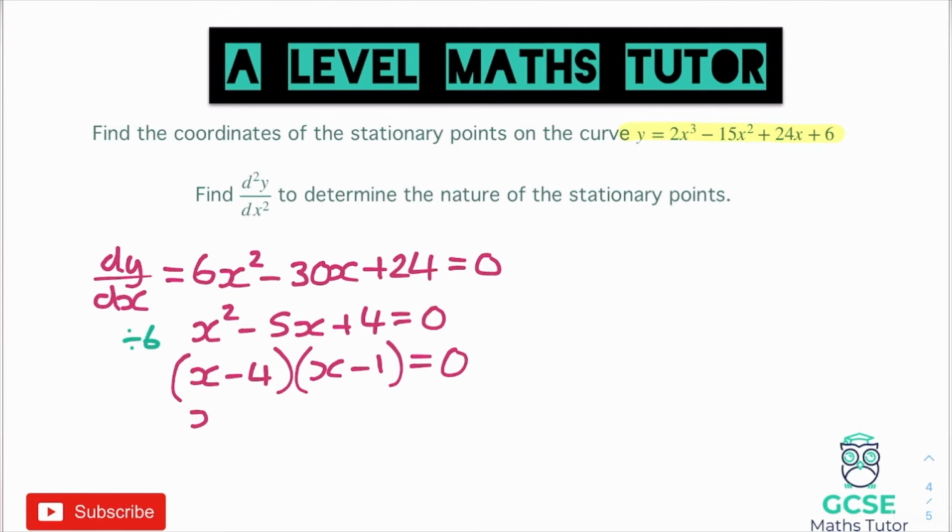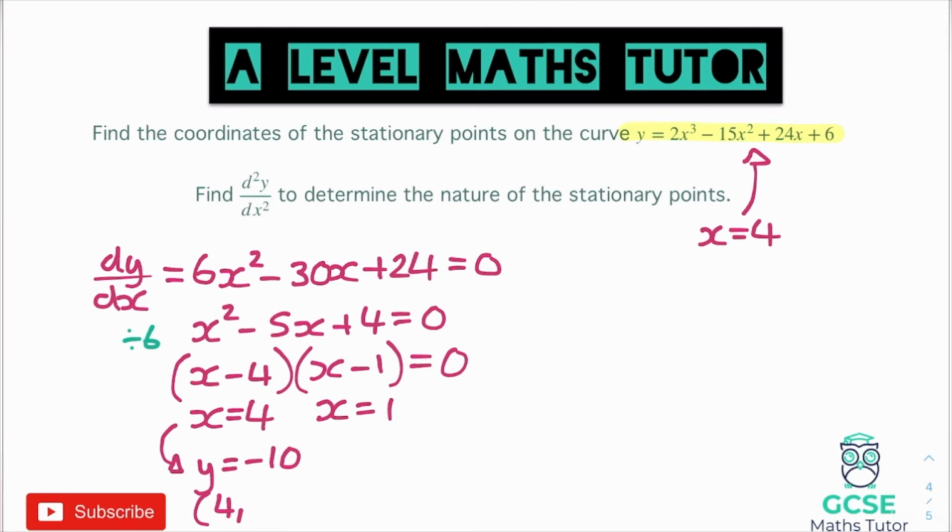That gives us two x coordinates, an x coordinate of 4, and an x coordinate of 1. Now we just want to find the y coordinate for those, as we are finding an actual coordinate here. So when x is equal to 4, all we're going to do is substitute 4 into our equation. So if we put 4 into there, and you can do that on a calculator, 2 times 4 cubed minus 15 times 4 squared plus 24 times 4 and then plus 6. If we substitute that in, we get a y value which is equal to negative 10. So our coordinate there is going to be 4 and negative 10.